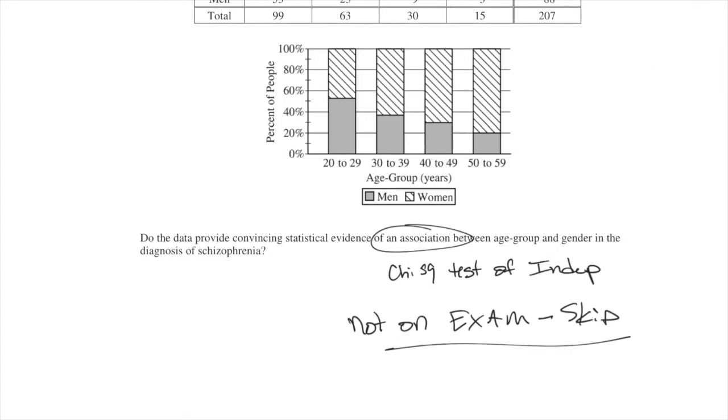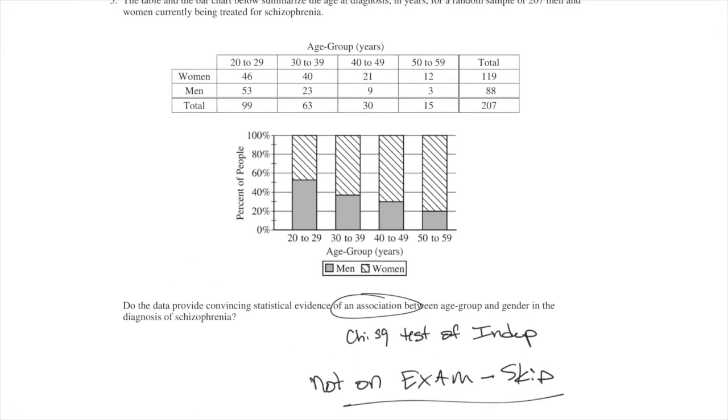Question 5. Here again, it's asking for an association between age group, right? Instantly, you're like, okay, two-way table, right here. I've got an association. This is definitely a chi-square test of independence, but it's not on the test this year, so I didn't want to waste your time and go over it since the test is on Friday.